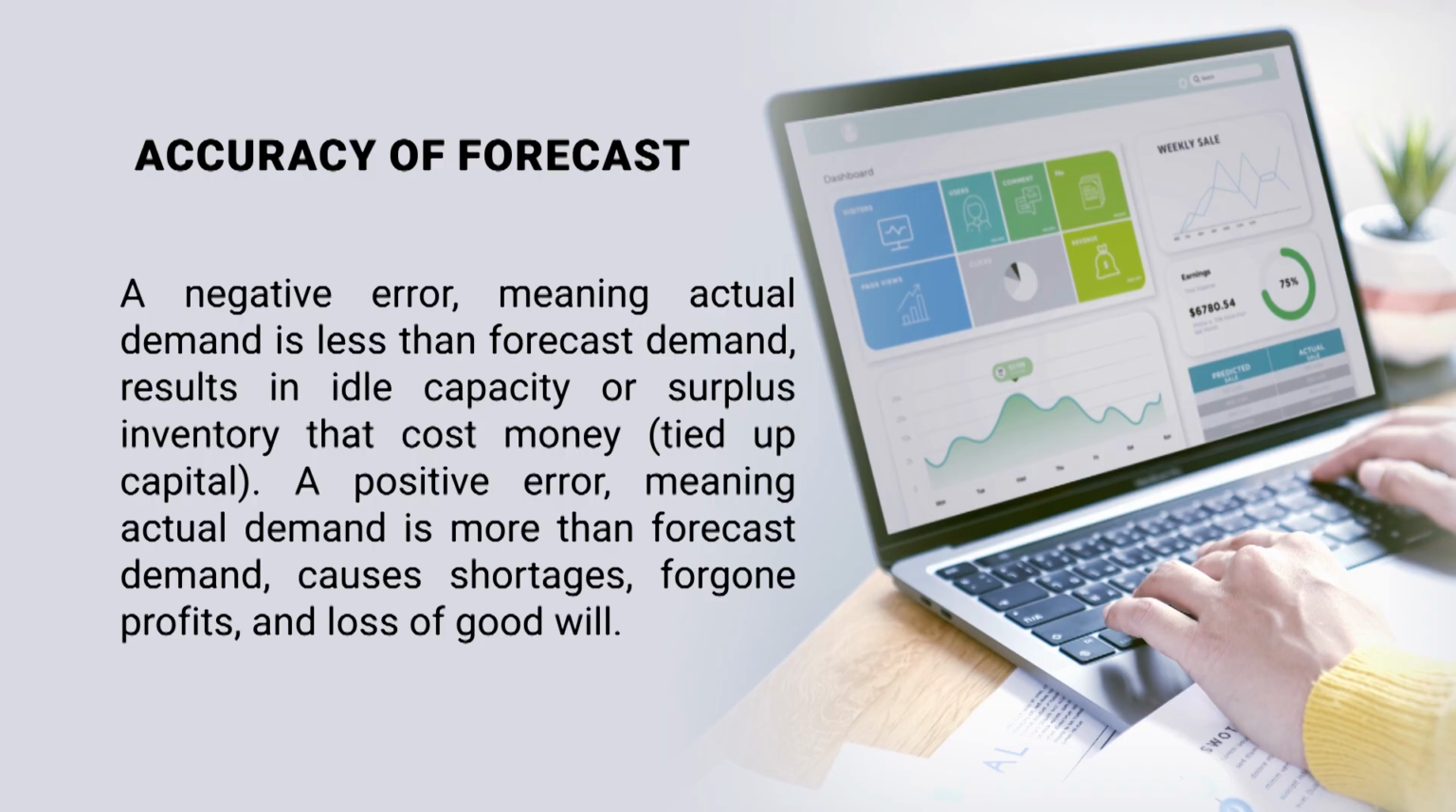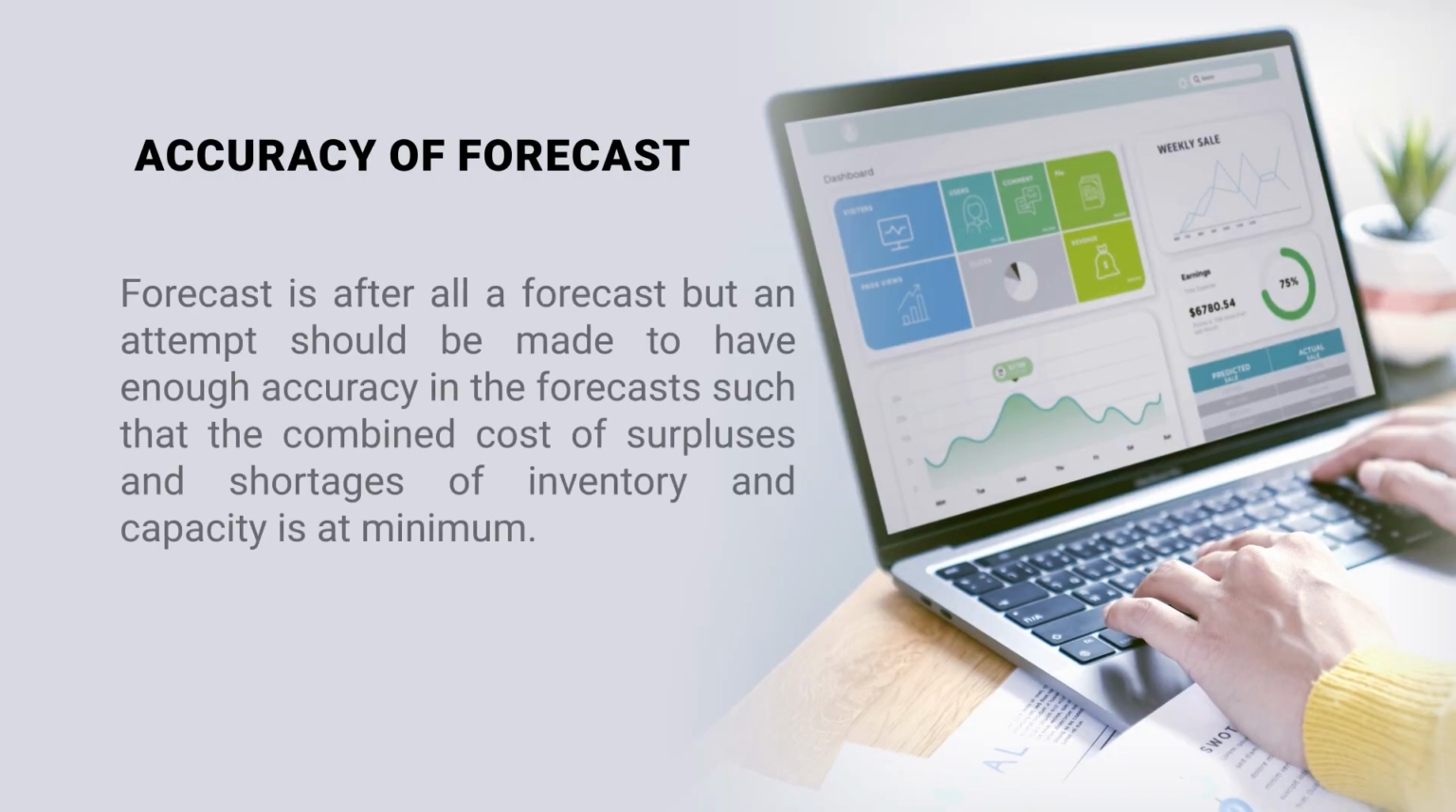A positive error, meaning the actual demand is much more than the forecast demand, causes shortage, foregone profits and loss of goodwill also. So accuracy of forecast is very essential to study, to save the cost of production and manufacturing. Forecast is after all a forecast, but an attempt should be made to be accurate enough, so that the combined cost of surplus and shortage of inventory and capacity is the minimum.